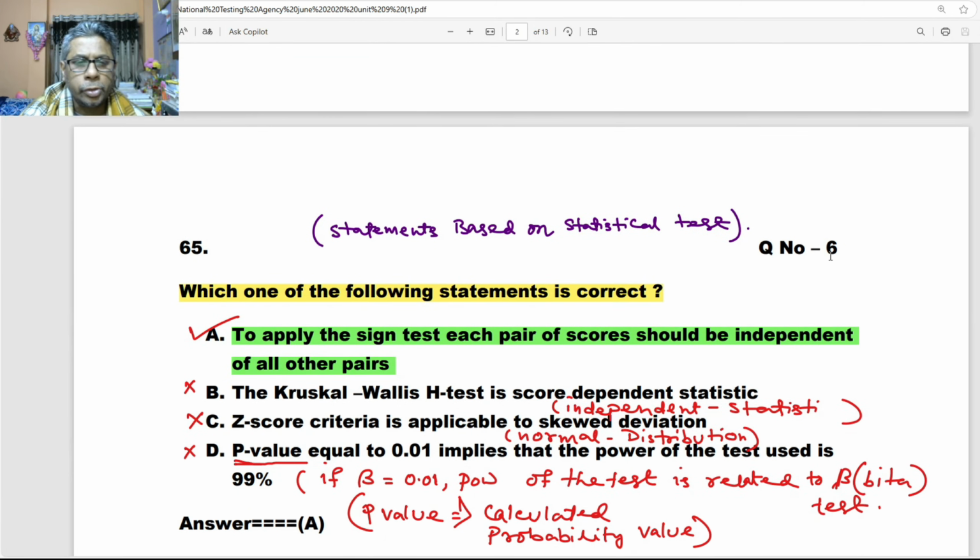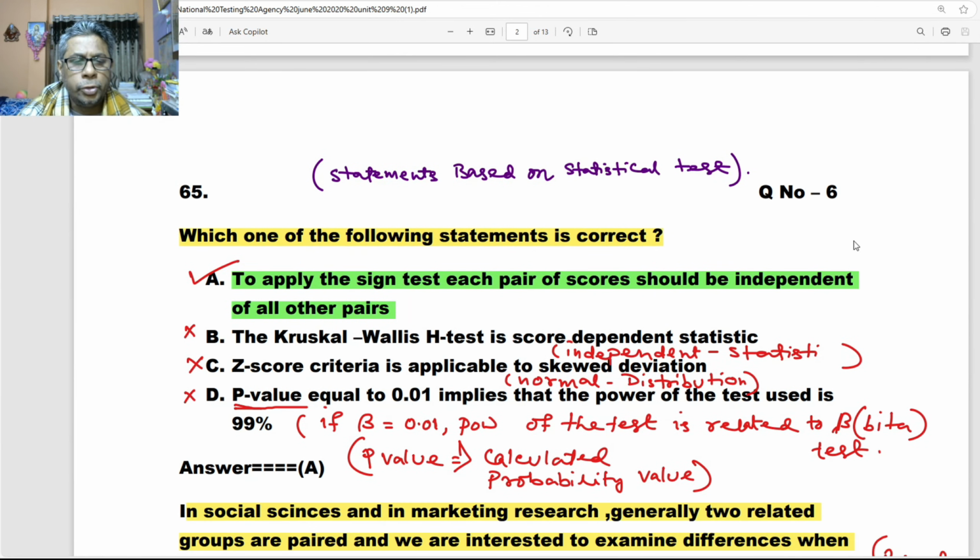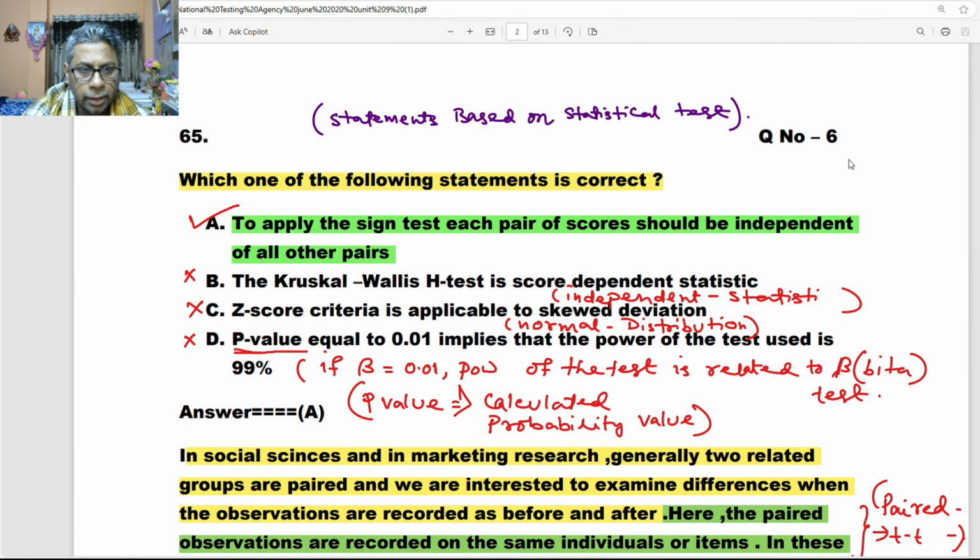Our next question, number 6. Which one of the following statements is correct? These statements are based on statistical tests. The first statement: to apply the sign test, each pair of scores should be independent of all other pairs. This statement is true.